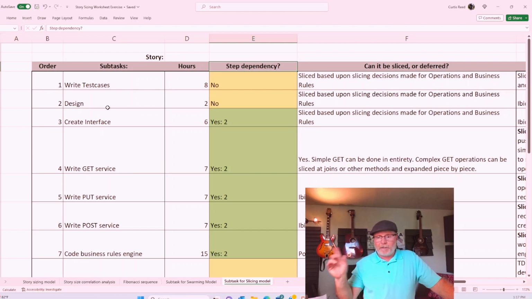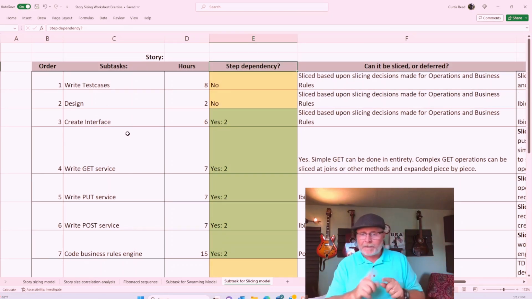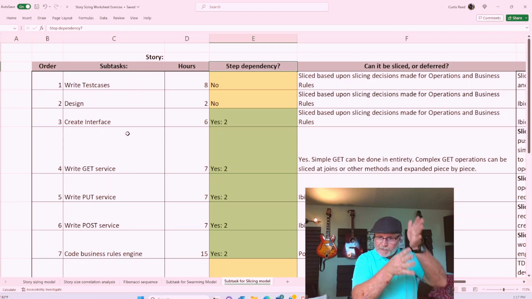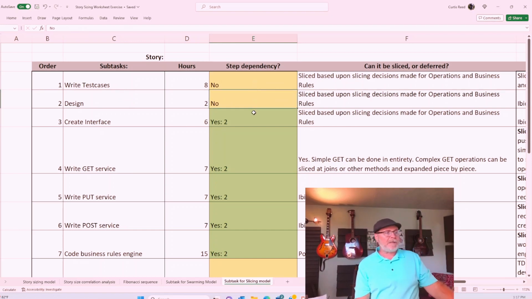And I'll talk about this in my video on swarming, because what I'm looking for is instead of doing all 12 tasks one at a time, can we double up where several of them are being worked at the same time? And so by going through here and saying, does writing test cases, does anything else have to be done before I can do that? No. How about the design? No, that would be first. Okay, so neither of these have a step dependency.